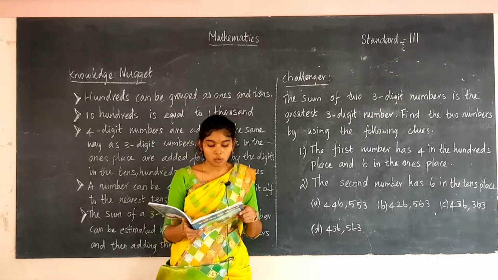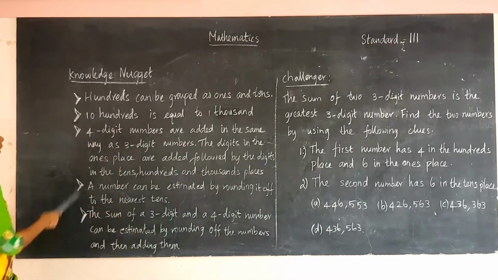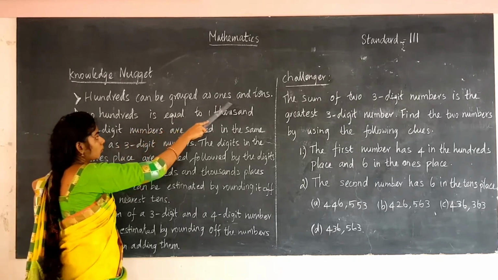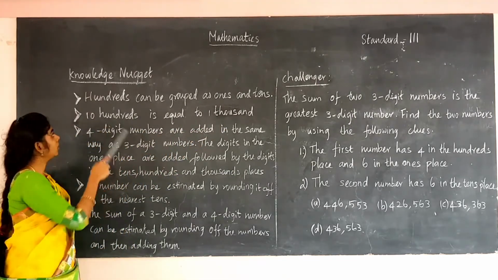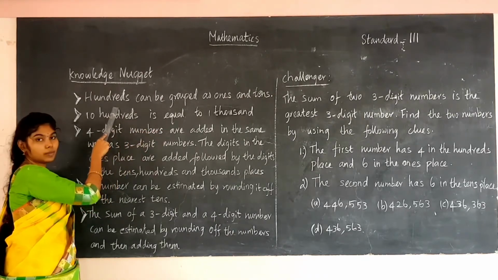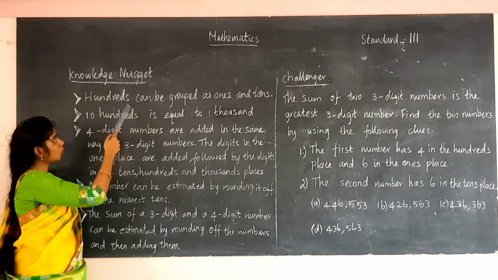And the next one we are going to see is the knowledge nugget. See here, knowledge nugget: hundreds can be grouped as one sentence, which is that we are revising what we have seen in this chapter. So hundreds can be grouped. How will the hundreds be grouped? Ones and tens group to make hundreds.